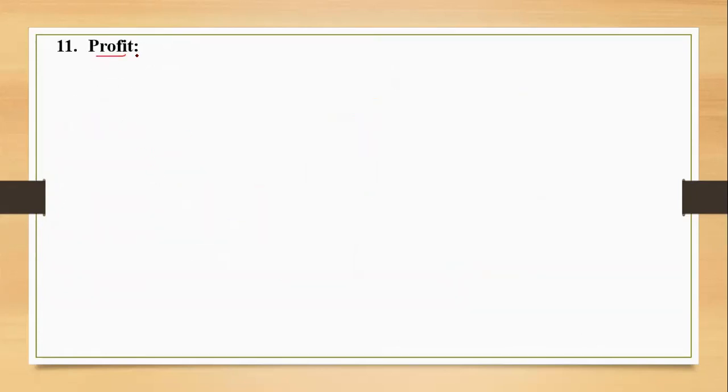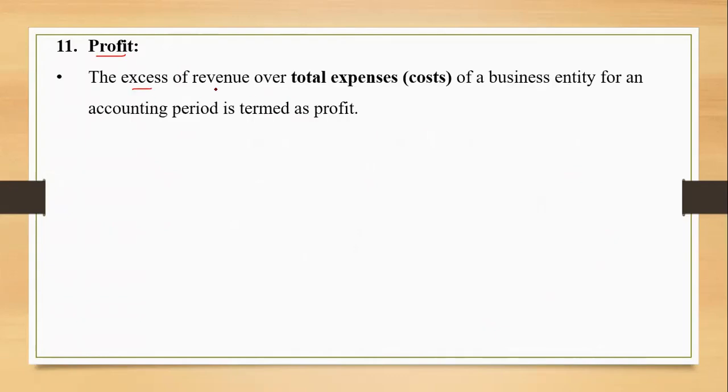Profit. How will you define profit now? Income, profit, gain is also on the way. It is the excess of revenue over expenses, but this is going to be the total expenses of a business entity for an accounting period throughout the year, whichever activities have been taken by the business entity, whichever purchase and sale has been done, whatever expenses have been paid, whichever incomes have been received. So excess of revenues over the total expenses of a business entity for an accounting period is called profit.